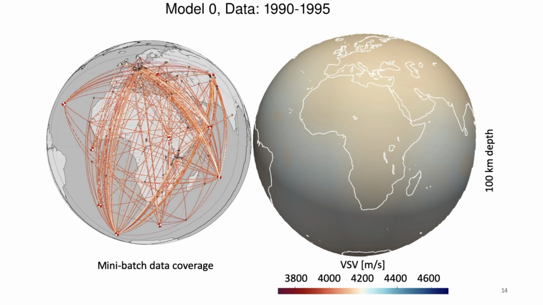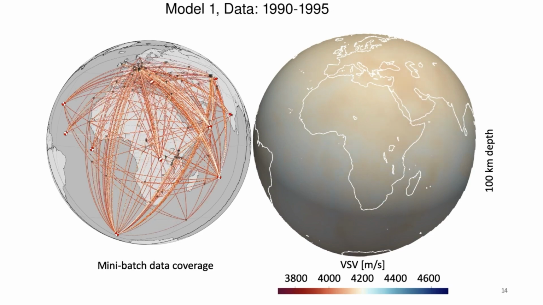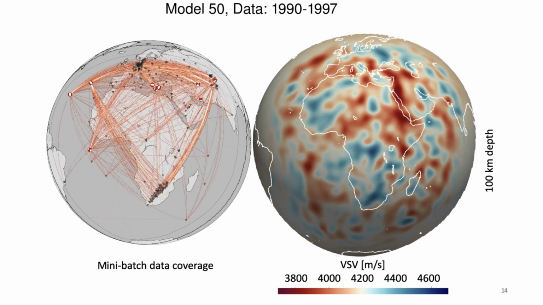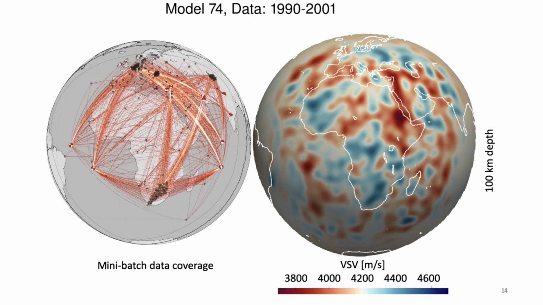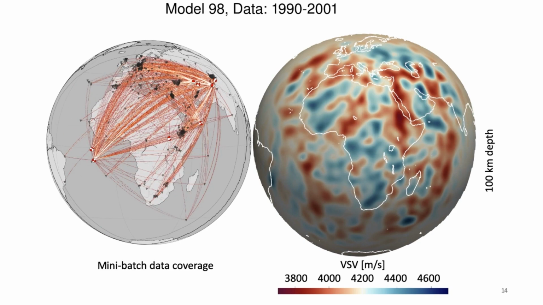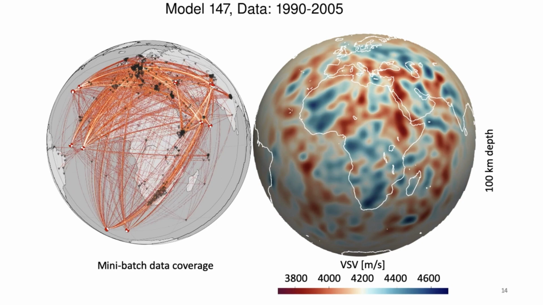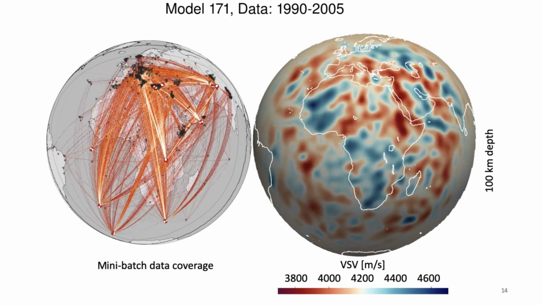I will now play a movie that shows how the model evolves over the course of many minibatch iterations. The right-hand side shows a spherical slice through the VSV model at 100 km depth, and the minibatch data coverage is shown on the left. The used time range of the data and the iteration number is shown at the top. As you can see, as the dataset expands and data recorded by more recent station networks is incorporated, the model starts to show more and more refined structure. For example, the West African craton and slow zones beneath the East African rift system.